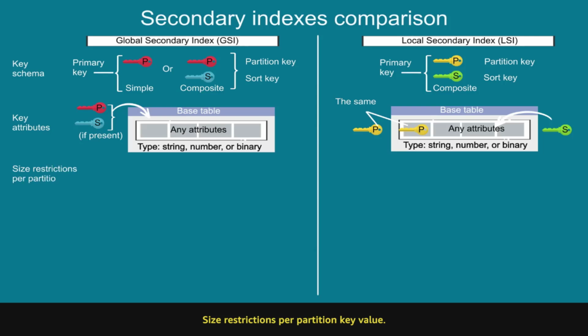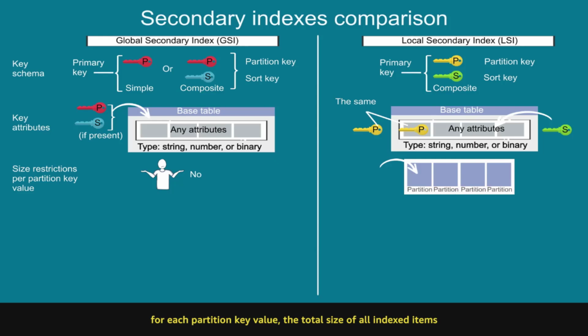Size restrictions per partition key value. There are no size restrictions for global secondary indexes. However, in the case of a local secondary index, for each partition key value, the total size of all indexed items must be 10 GB or less.